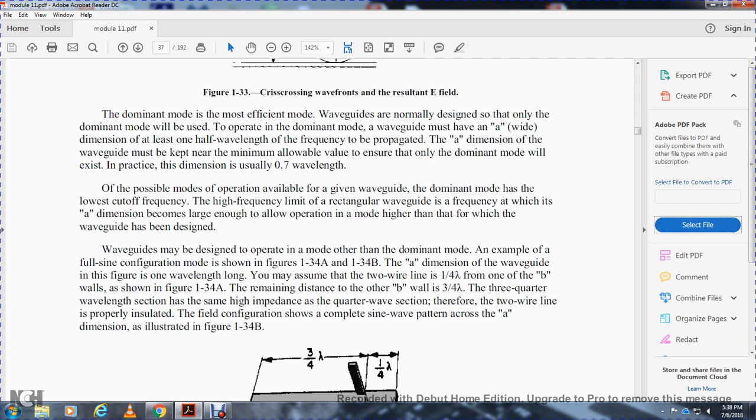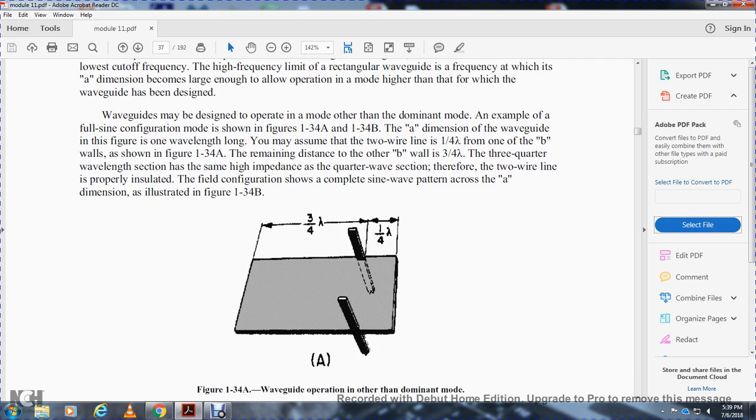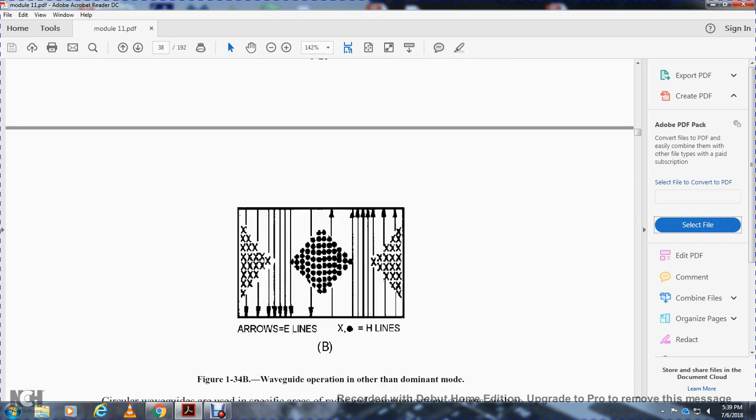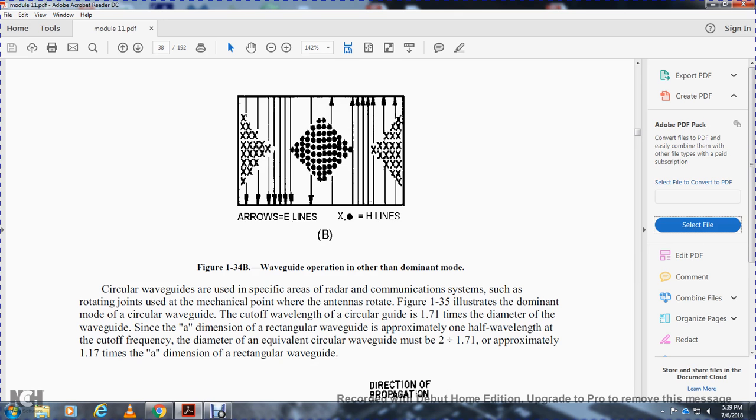In A and B, the dimension of the waveguide is one wavelength long. You must ensure that the two-wire line is 1/4 wavelength from one of the B walls, as shown in Figure 134A. The remaining distance to the B wall is 3/4 wavelength, a 3/4 wavelength section of the same height and impedance as the quarter wave section. Therefore, the two-wire line is properly insulated, with the field configuration showing the complete sine wave pattern across the A dimension in Figure 134A. Waveguide operation in the other than dominant mode. 134B shows waveguide operation in the dominant mode. Arrows are E lines, the electric lines. X's and dots are magnetic lines.